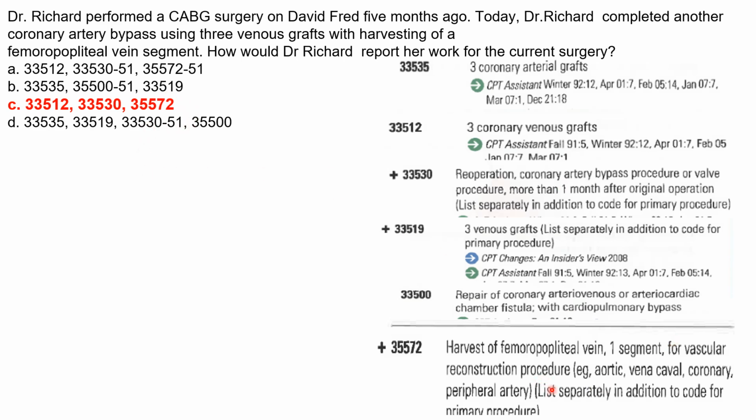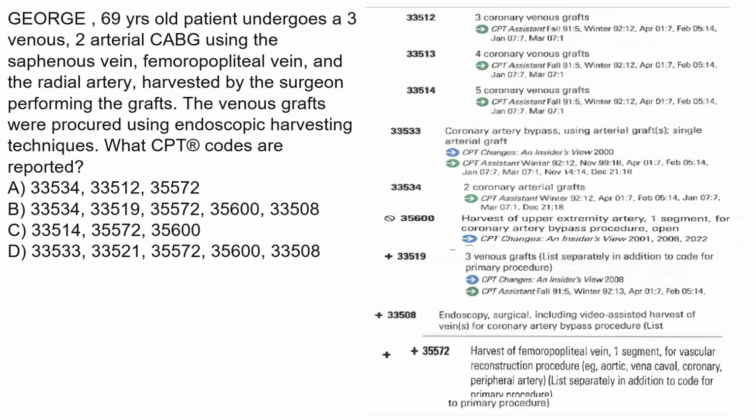A patient undergoes three venous to arterial CABG using the saphenous vein, femoropopliteal vein, and a radial artery harvested by the surgeon performing the graft. The venous grafts were procured using the endoscopic harvesting technique. What CPT codes are reported? There is a lot of information here and you have to be extremely careful in doing this question. We have 3 venous, 2 arterial. So this is a case of AV graft.